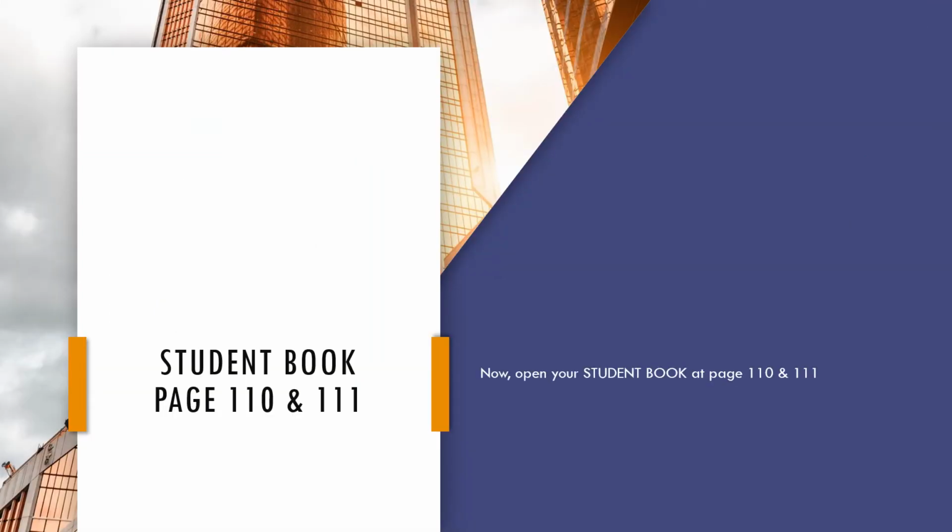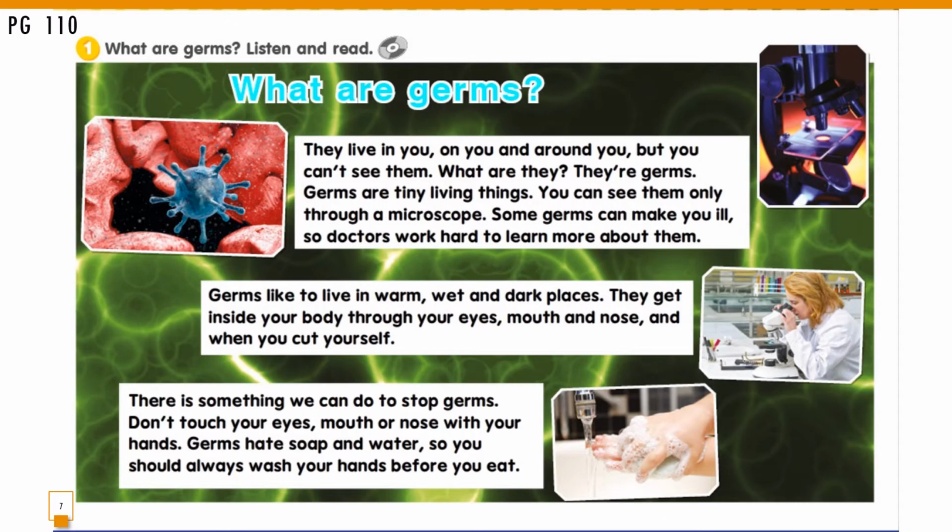Okay, so now what we're going to do is I want you to go to your student book on page 110 and 111. Now open your student book. This is the thing that we're going to learn today. What are germs? Germs are basically bacteria and viruses, like coronavirus, you know. Germs are very small. They live in you, on you, and around you. That means inside your body, on your skin, and around you, in the air, in the water, and everywhere else. But you cannot see them.